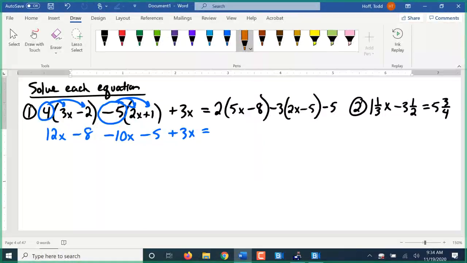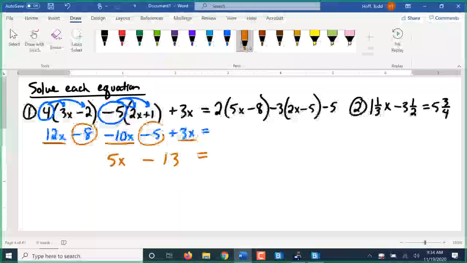Now let's continue to work on the left side here. We have more that we can combine. 12x and negative 10x make 2x, plus 3x is 5x. Negative 8 and negative 5 is a negative 13. So 5x minus 13 on the left side is as far as we can combine it. There's nothing more we can do. So let's go to the right side.